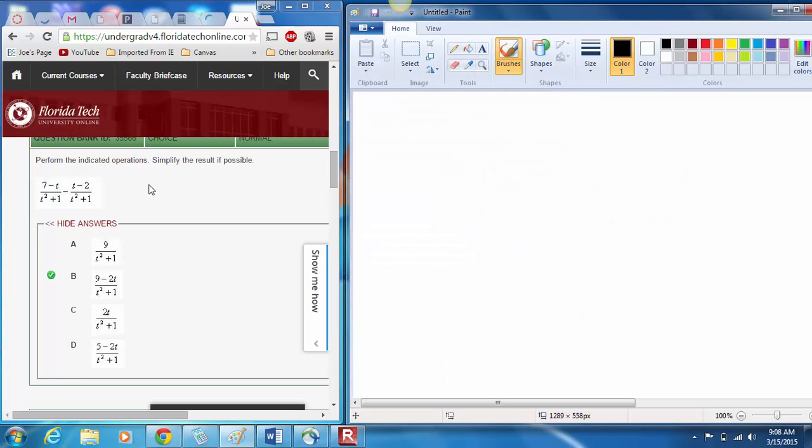Perform the indicated operation, simplify the result if possible. We have the same denominator, so we can combine the numerators. Let's put them both under one fraction. And we have 7 minus t minus t minus 2, and the denominator is t squared plus 1. So the first thing we want to do is distribute the minus sign.